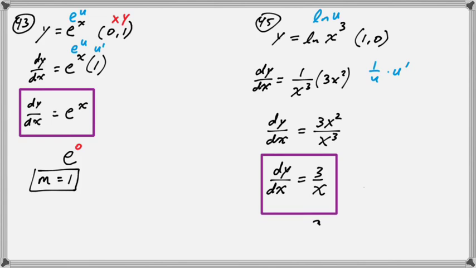Now, if you were to put in the x value that they give us, the x value here is 1. So what's the slope of the tangent line for this curve? 3.